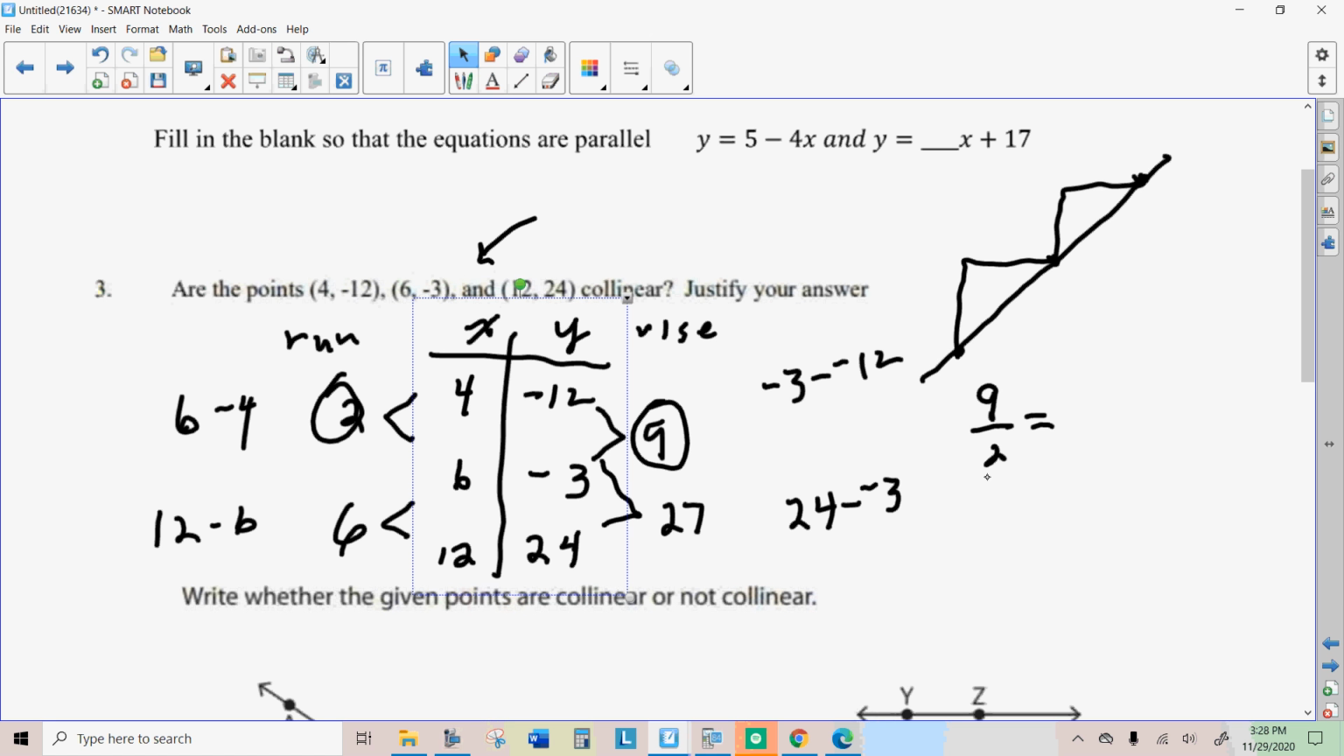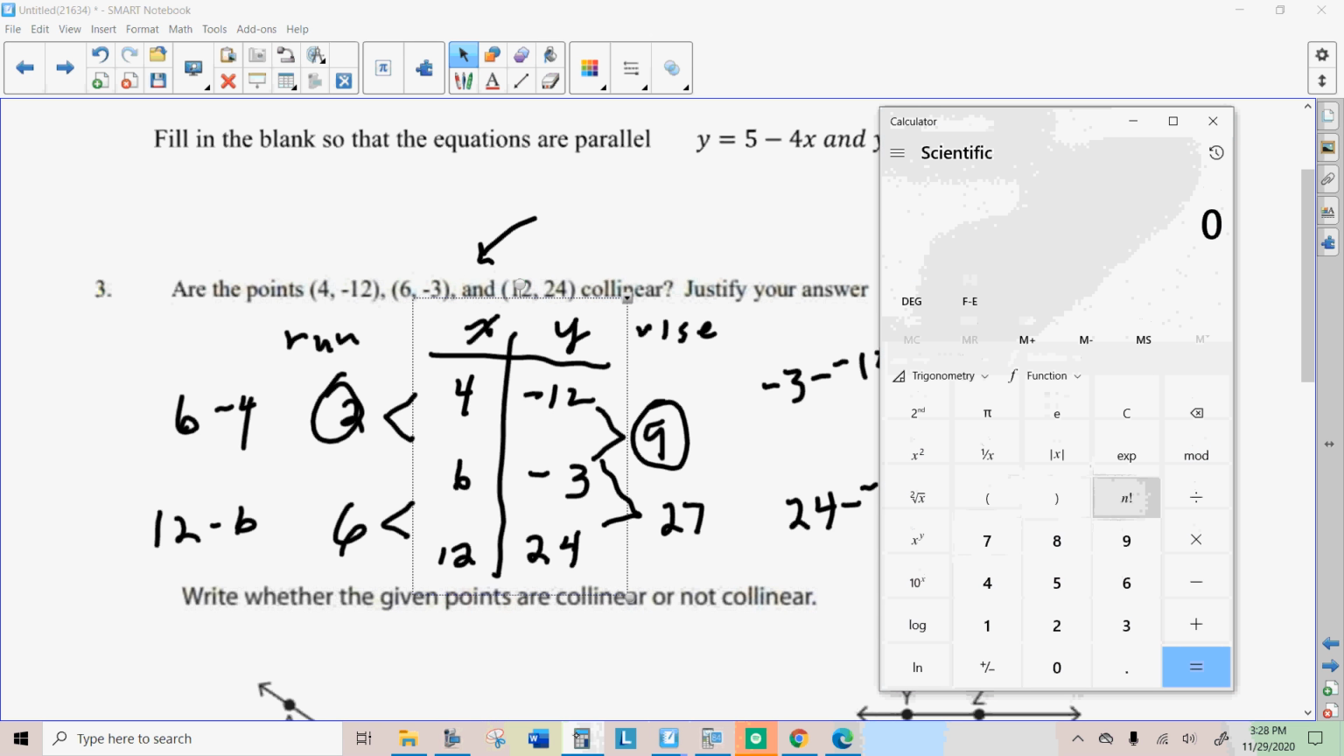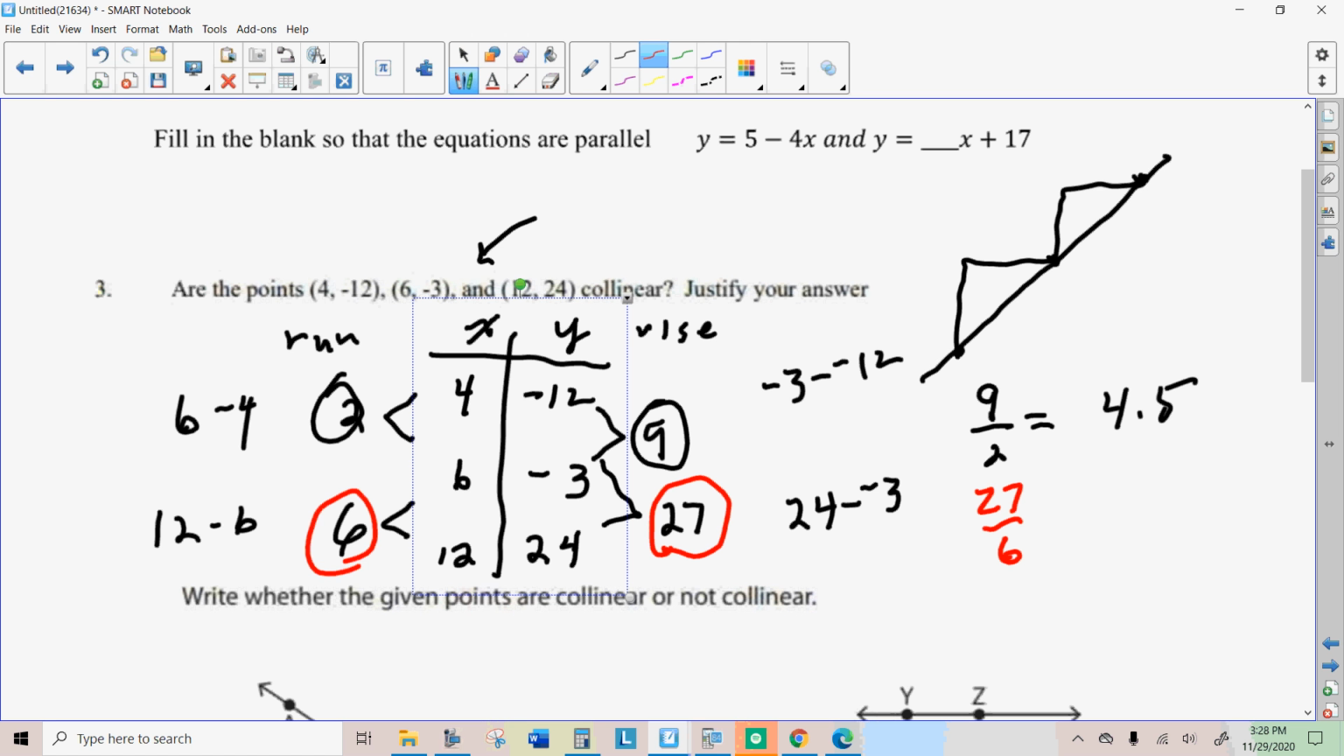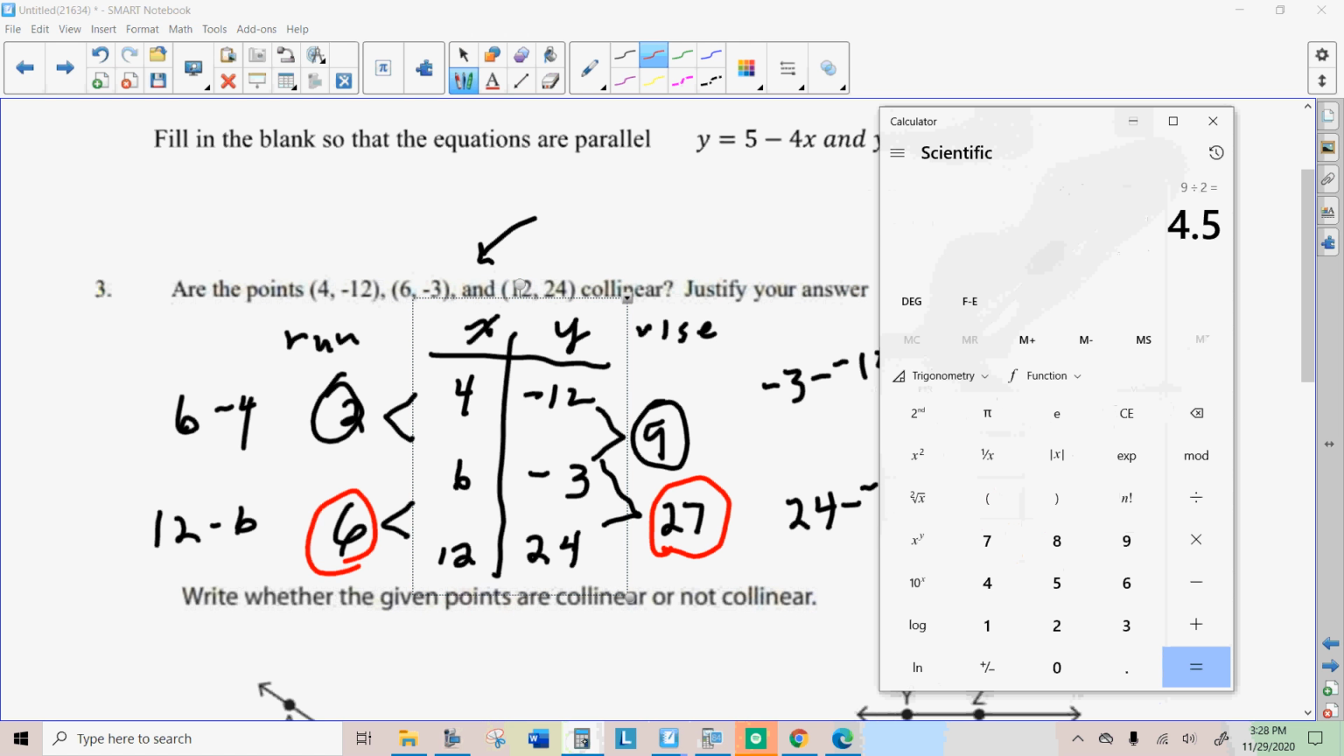To do that, I'm just going to divide 9 over 2. I think that'll be the quickest way. So 9 divided by 2 equals 4.5. So there's a slope of 4.5 there. And then I'm going to do the rise over run between the other 2 points. So I'm going to do 27 divided by 6. So 27 divided by 6 is 4.5.